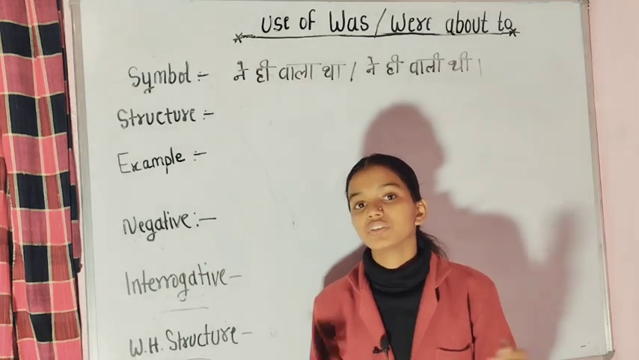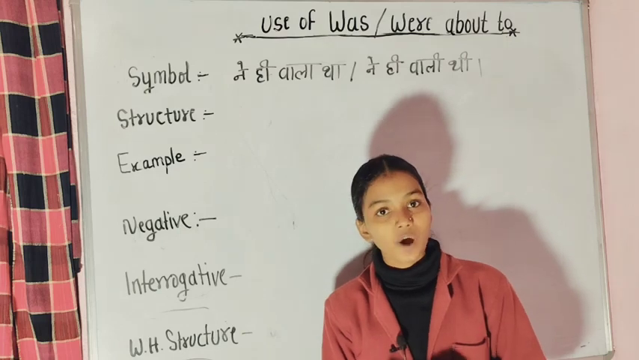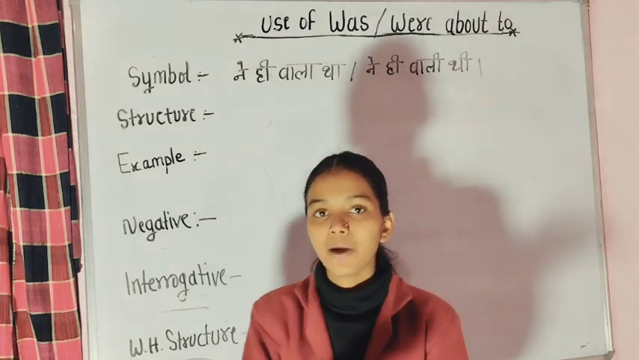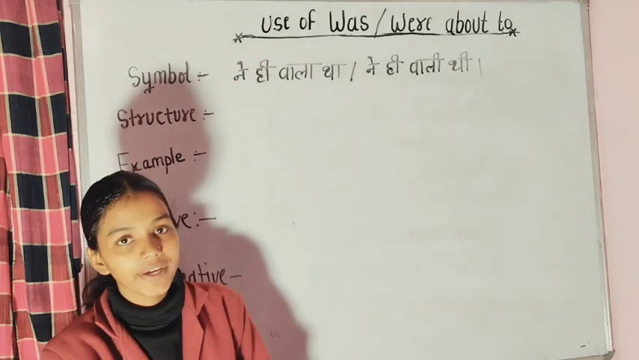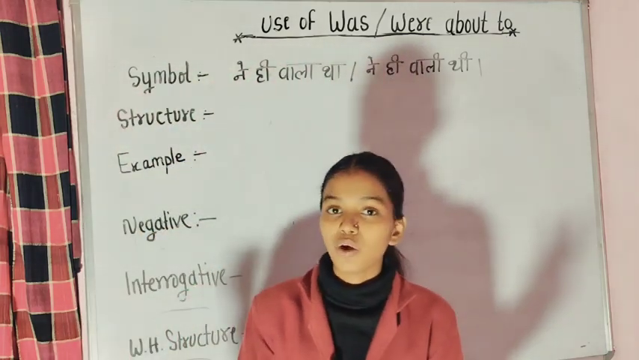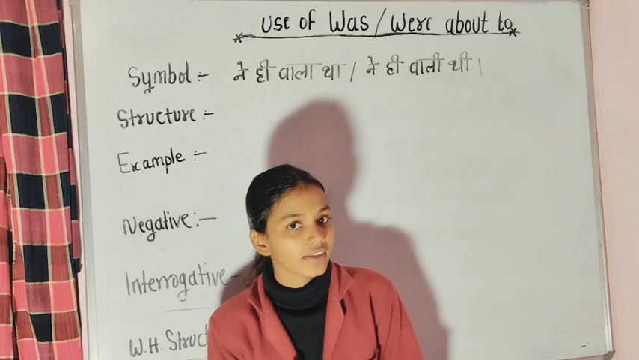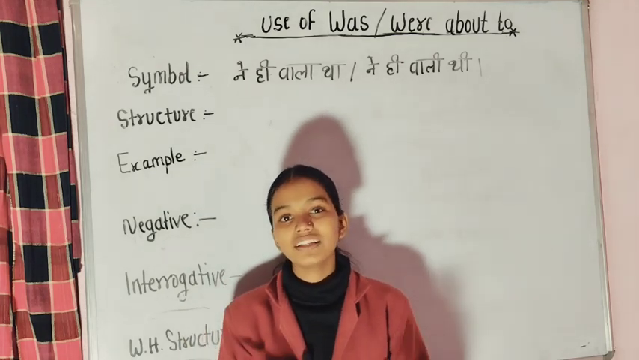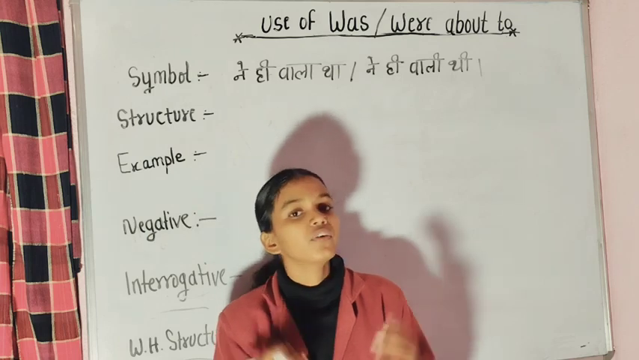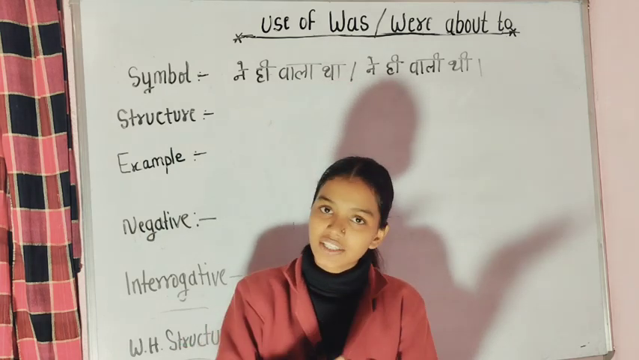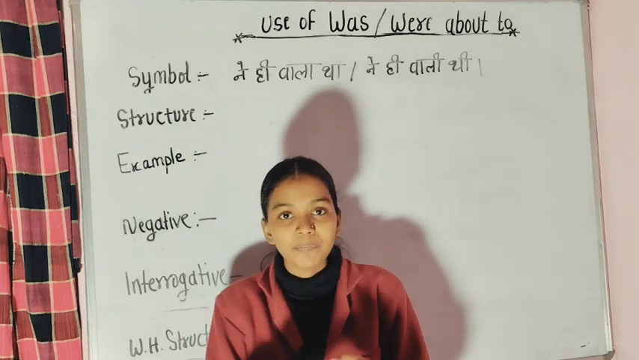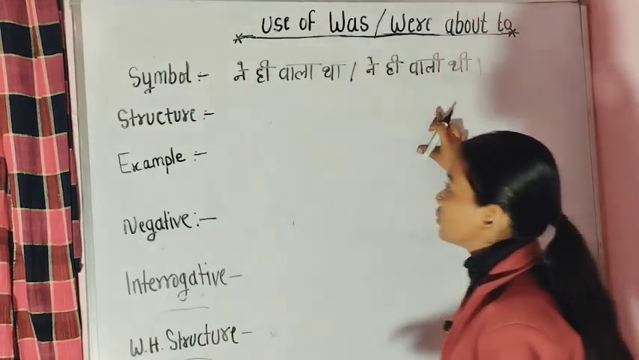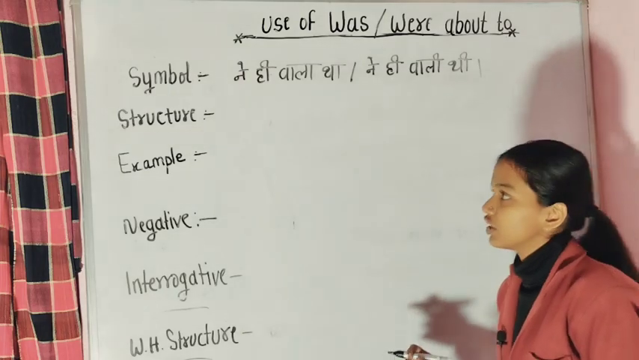So our next topic is use of was, were, about to. What is our topic? Use of was, were, about to. So we have to start this topic by using the symbol and structure, so we can easily make a sentence. As you know, the symbol is on the board. You can see on the board.